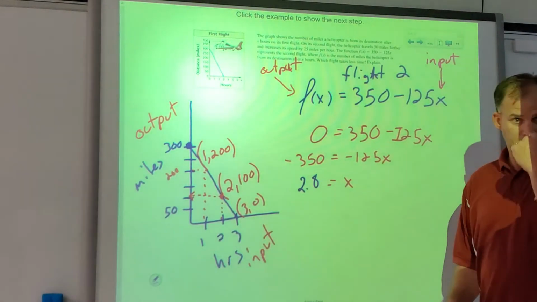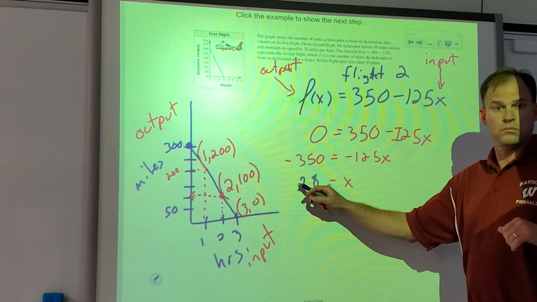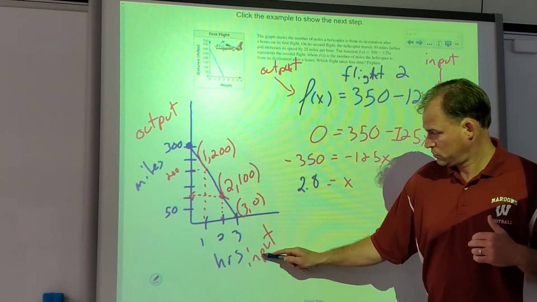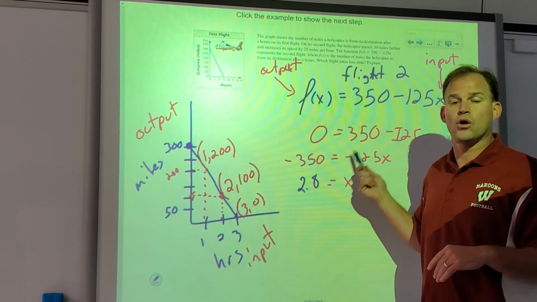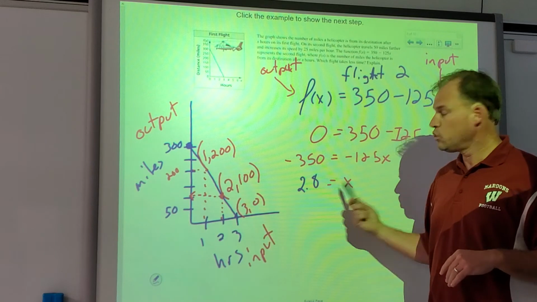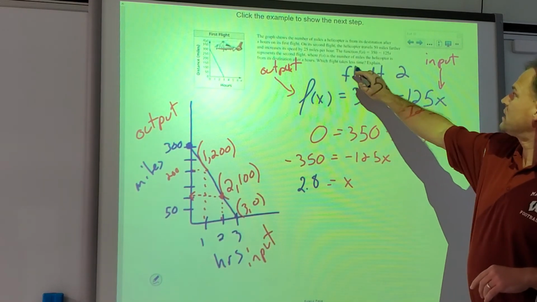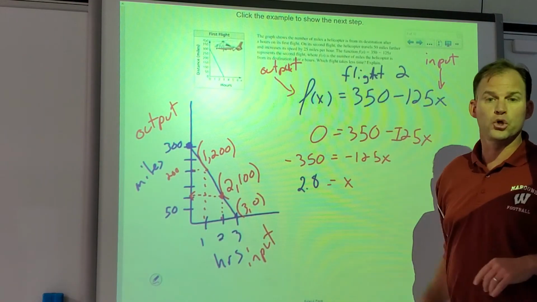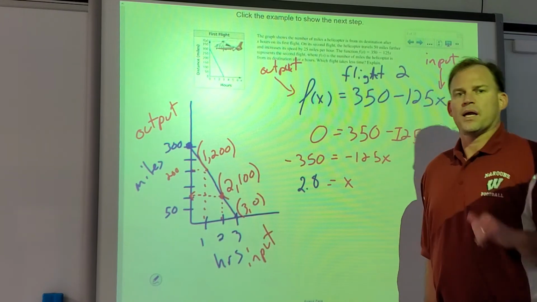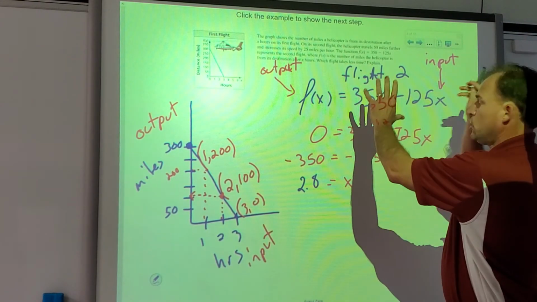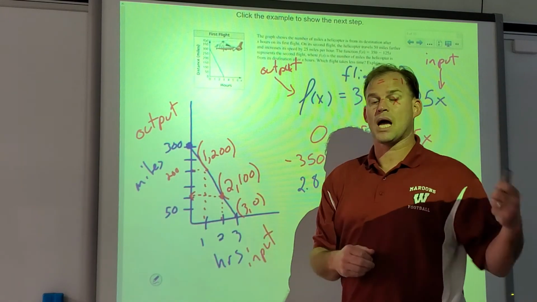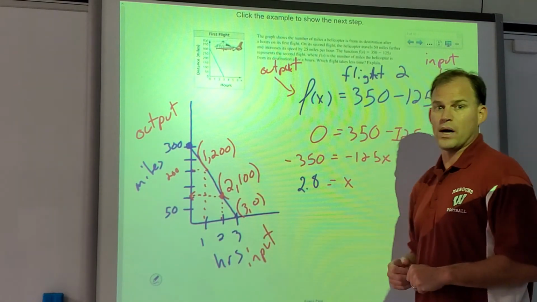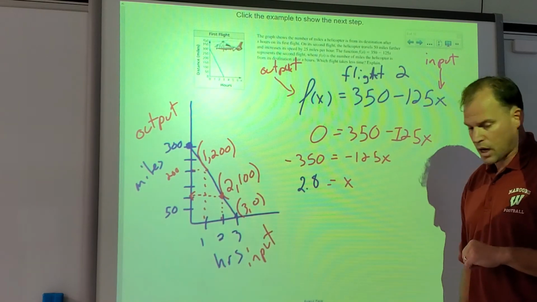So what does that mean? X is my hours, X is my input. How long did this flight take? 2.8 hours. Which flight takes less time? Flight 2. The overall thing I want you to understand here is how equations and graphs are giving you the same type of information once you know how to read them.